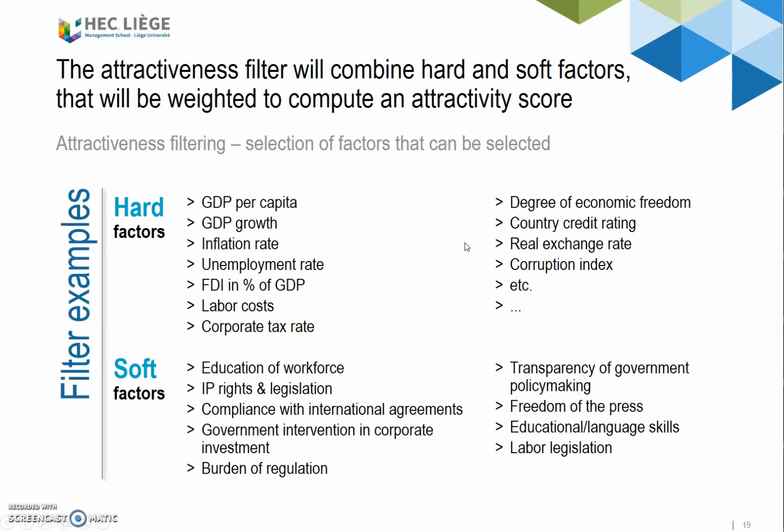So I zoom in first on market attractiveness. Usually you will select a few hard and soft criteria. Usually you will take the GDP, the unemployment rate, the labor cost, the corporate tax, for example, but you have many others. Then you will also look at soft factors: the education of the workforce, IP rights, the burden of regulation, the freedom of the press, the language skills of the people, and so on and so forth.